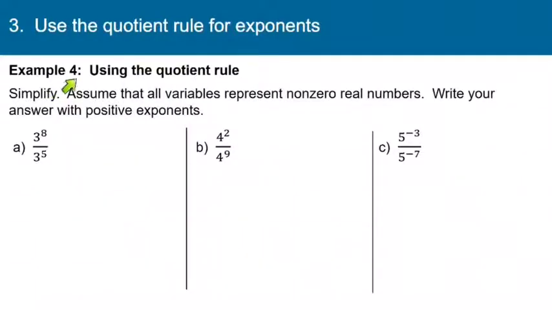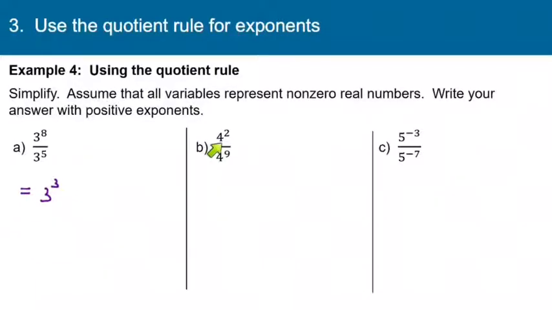So let's practice here in example 4 using the quotient rule. We're going to simplify, and it says we can assume that all variables represent non-zero real numbers, and make sure to write your answer with positive exponents. So here we have 3 to the 8th power divided by 3 to the 5th power. Now, if you just imagine what this would look like if we had to write all the 3's out, you can see that some of the 3's in the top would cancel the 3's in the denominator. There are more 3's in the top than there are in the denominator. So, 8 minus 5 is 3, and the leftover 3's are going to be in the top. So the answer will just be 3 to the 3rd power. It would not be difficult to evaluate 3 to the 3rd power, but because they said write your answer with positive exponents, we'll just leave it in this exponential form.